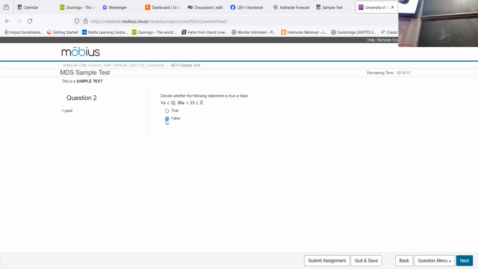If you've got a question like this in the exam, you're going to say no, that's false, and you can give an example. For example, if I choose 1/3, then 1/3 times 20 is 20/3, plus 12 gives 56/3. 56 thirds is still 18 and 2/3.